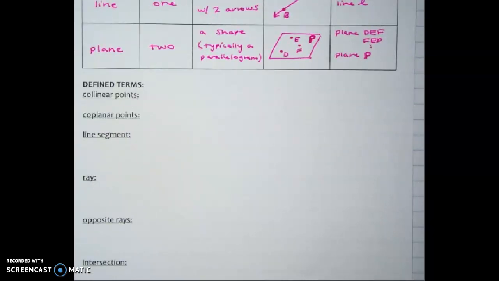So I bet we've heard of collinear, coplanar, line segment. I know you've heard of that one. Ray, I know you've heard of it. But opposite rays will be new to us. And then intersection. Okay, so we'll click on the second video because this one will run out momentarily to do that.